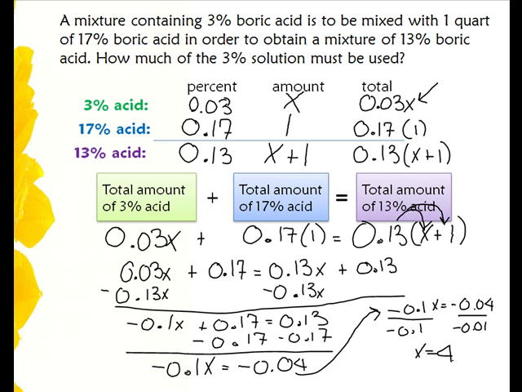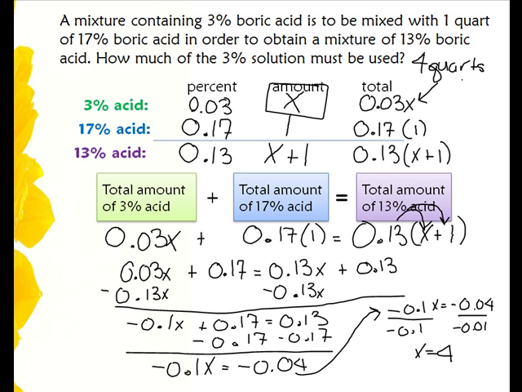So now we have to ask ourselves, what is x? Well, let's look back at our table. x is the amount of 3% solution. So my answer to how much of the 3% solution must be used is going to be 0.4 quarts. And you need to write out quarts.